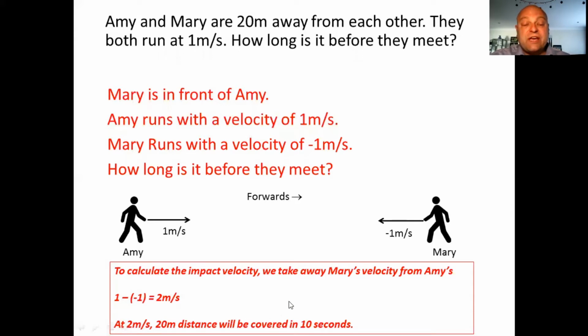And at 2 meters per second, a 20-meter distance will be covered in 10 seconds. So that is how we could have rewritten that question using the idea of velocity. And there's no ambiguity there. There's no possible answer apart from the correct one.